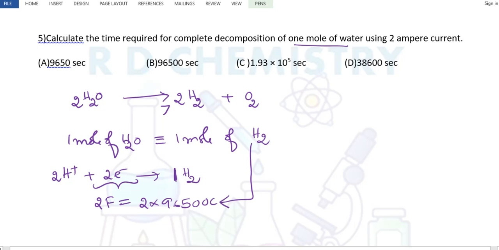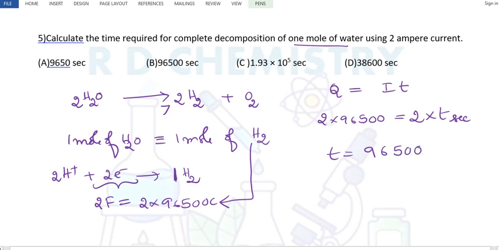Now make use of Faraday's first law formula: Q is equal to I into T. Q we already have, 2 into 96,500, and current is given as 2 amperes. T we have to calculate. This T will come in terms of seconds. Therefore T is equal to, the 2 gets cancelled, so we'll get 96,500 seconds. Easy, right? So what is the option number? Option number is B. 96,500 seconds we will get, right?